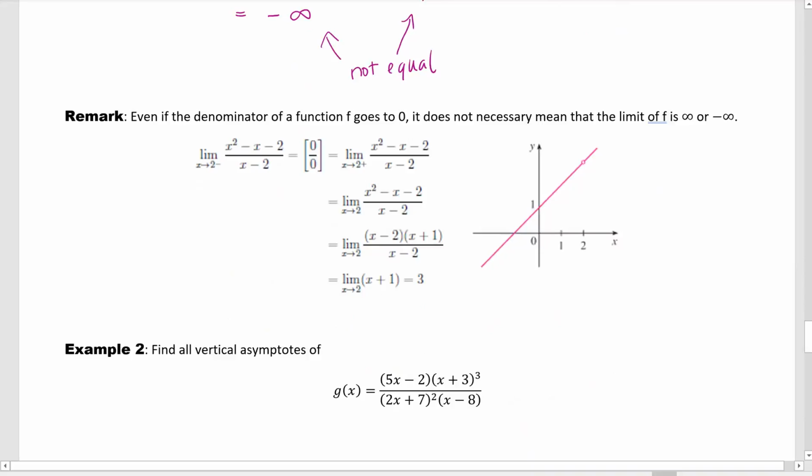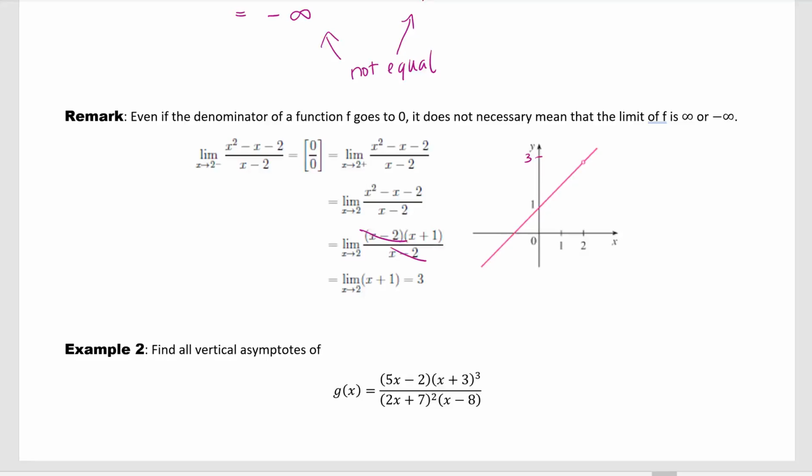Even if the denominator of a function goes to 0, it does not necessarily mean the limit is infinity or minus infinity. Do you remember in previous sessions we talked about 0 over 0? Then we have a bad guy. What does the bad guy do? For example, here we can factor the numerator. It becomes x minus 2 times x plus 1. Do you see the bad guy? The bad guy is x minus 2. It makes the numerator and denominator 0. So when we cancel the bad guy and plug in the number again, we get 3.